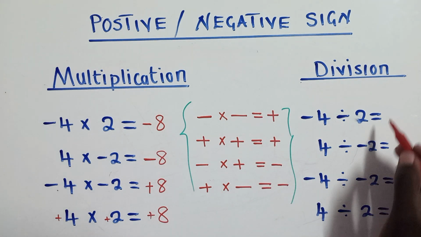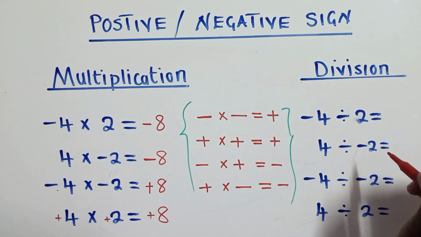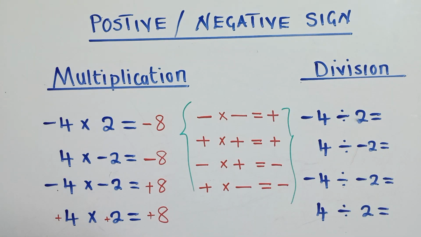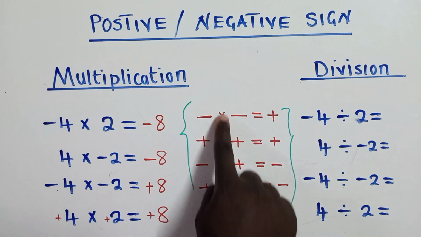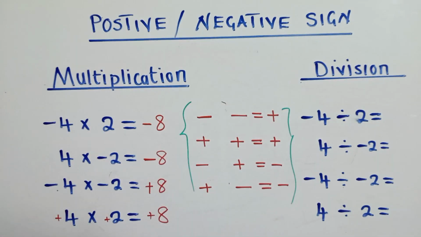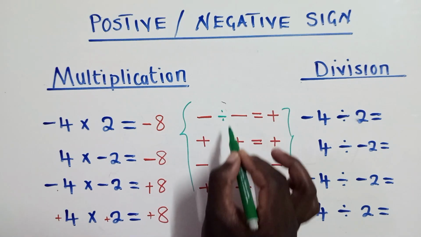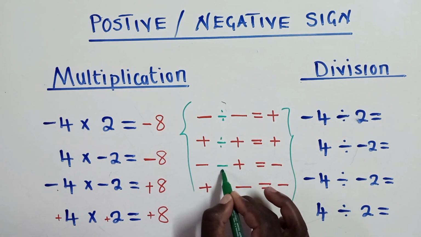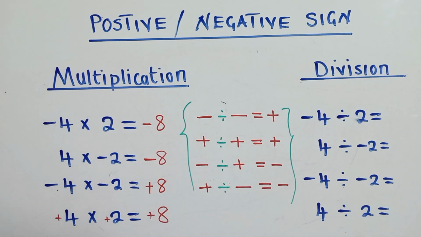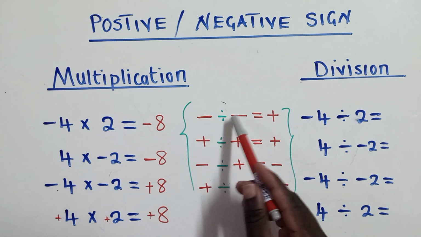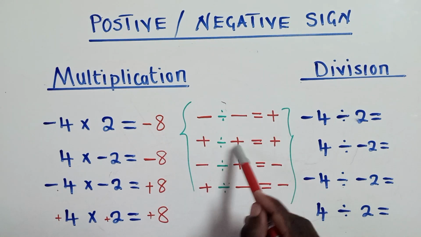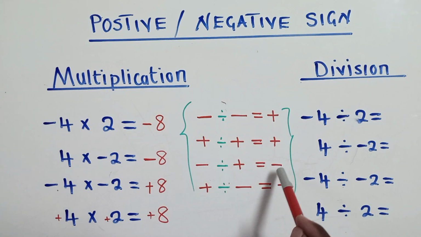Okay, so let's check on the division. For the division, we're going to use the same pattern. The same pattern works for division. So we're changing to division. When dividing same signs, you get a positive. Same signs, positive. Different signs, negative. So let's try it on this one.